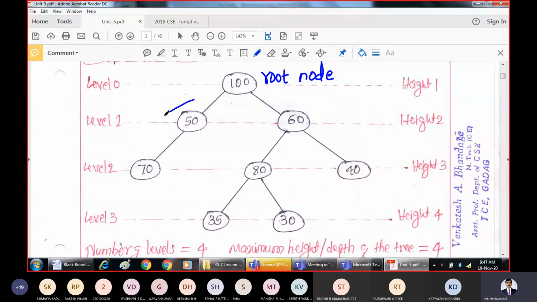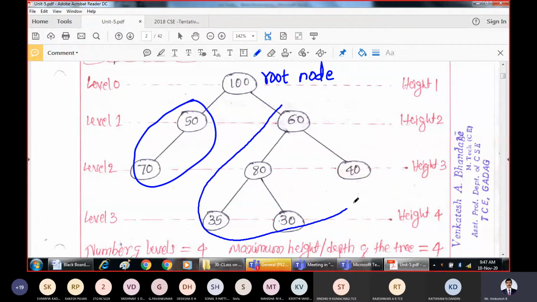This entire thing forms one subtree, and this forms another subtree for this root node. This root node has two subtrees. They are called the children of the root node, because it has one branch and another branch. There are two branches for this. So when you ignore all the rest and consider only this much, this itself again becomes a tree.